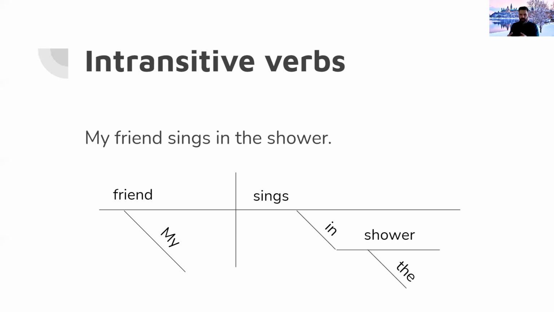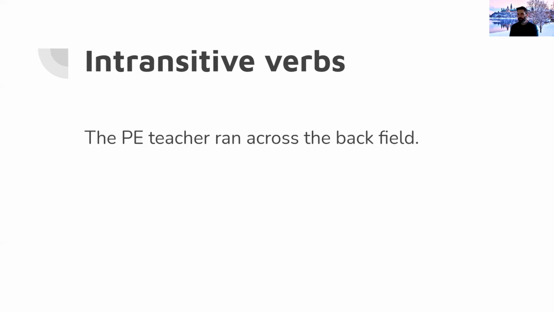Okay, so in, and then off from that diagonal, we'll put another horizontal line where we'll put our noun here, which is shower. Okay, now shower has a modifier, its determiner the, and we put that on a slanted line off from shower. So my friend sings in the shower. But remember, in the shower is optional for this sentence. It could be a grammatical sentence without that phrase.